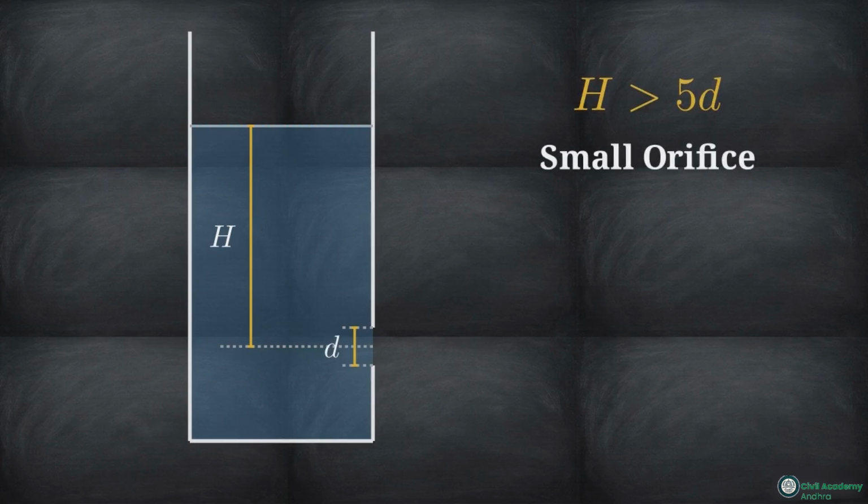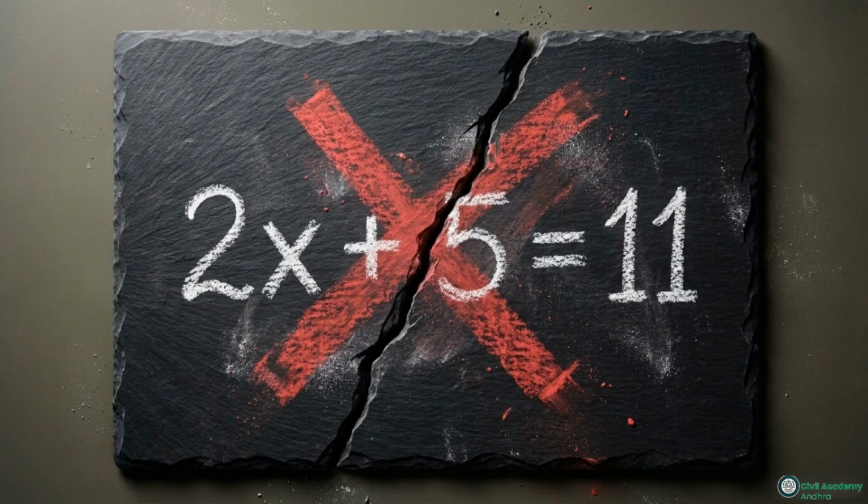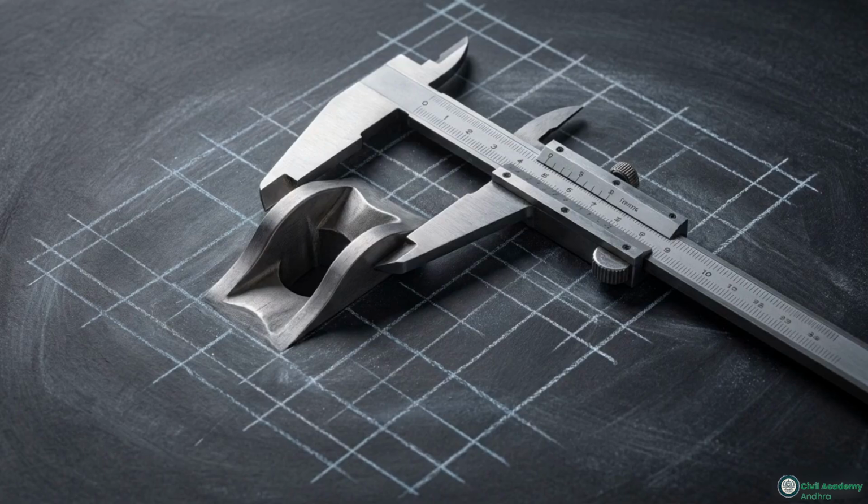When the total fluid head is strictly greater than 5 times the depth of the hole, it is classified as a small orifice. At this substantial depth, pressure is uniform, allowing a constant velocity profile. However, for a large orifice, where head is less than 5 times the depth, the extreme pressure difference generates a slanted, uneven velocity profile. If you apply the constant velocity formula of a small orifice to a large orifice scenario, your discharge calculation will fail. The mathematics must strictly reflect the physical geometry.